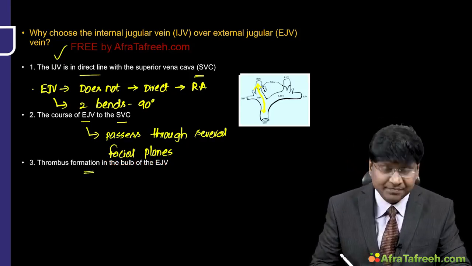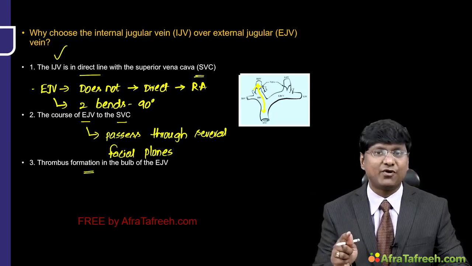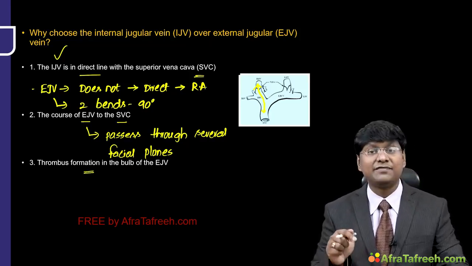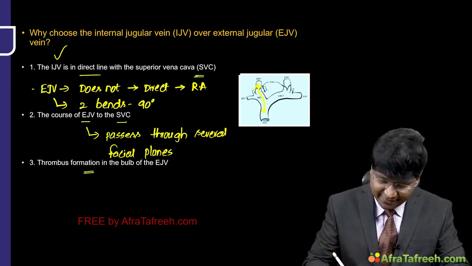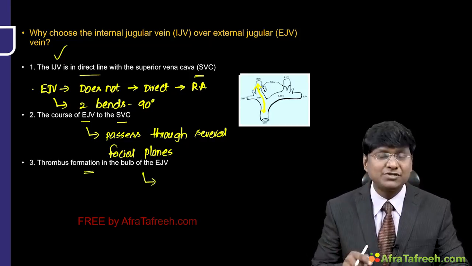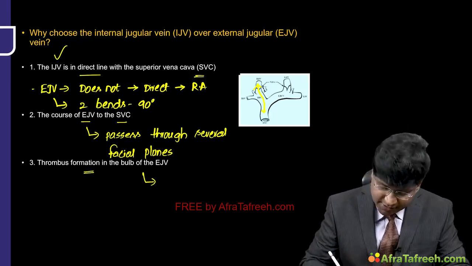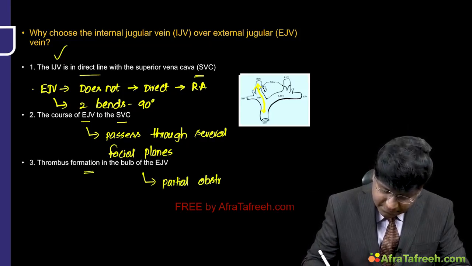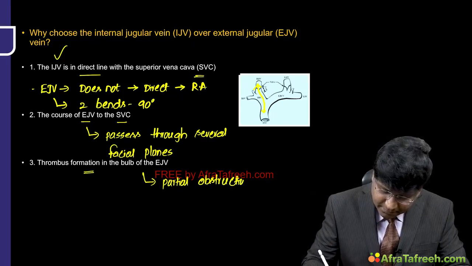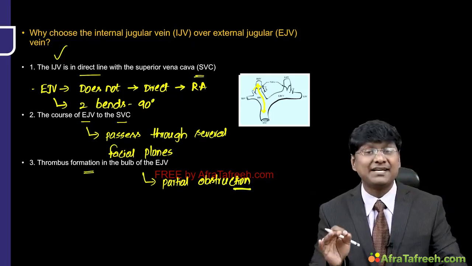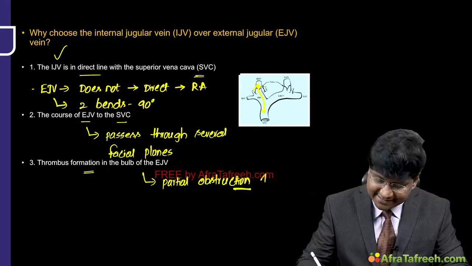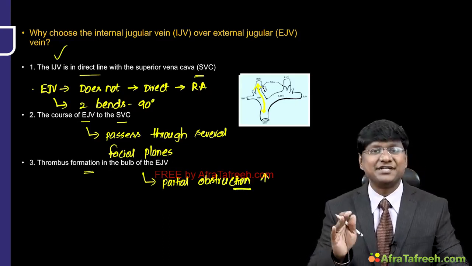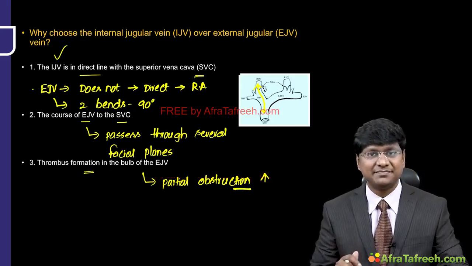And next, if there is any thrombus formation within the bulb of the external jugular vein, even that thrombus formation can cause partial obstruction, and there will be a rise in the pressure within the external jugular vein.